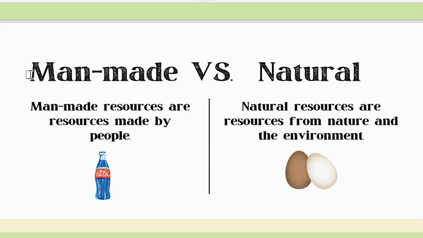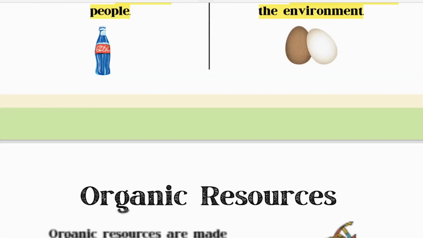So, man made resources are those which are made by people, they are artificially made by someone. Now, talking about natural resources, they are already present in nature, and we are using that from nature and the environment. There is a Mother Earth, right? Now you can see a picture. Coca-Cola is made by people, and natural is what is eggs which you get from animals.